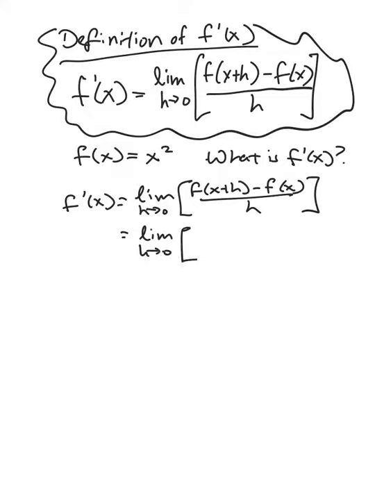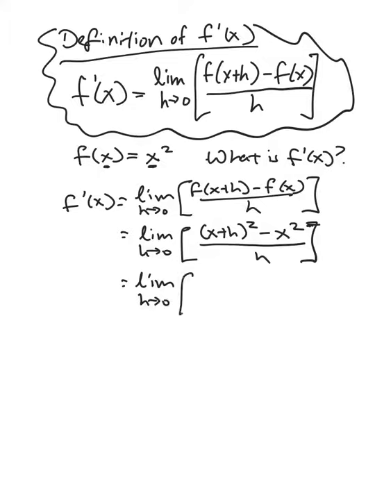So f of x plus h, that's kind of hard. Let me save that for later. F of x, that's easier. F of x was x squared, so something minus x squared. F of x plus h, well, f of x says whatever the input is, we're going to square the input. So the input is x plus h, so I'll square that. Now some algebra. X plus h squared is going to be x plus h times x plus h, still minus x squared over h.